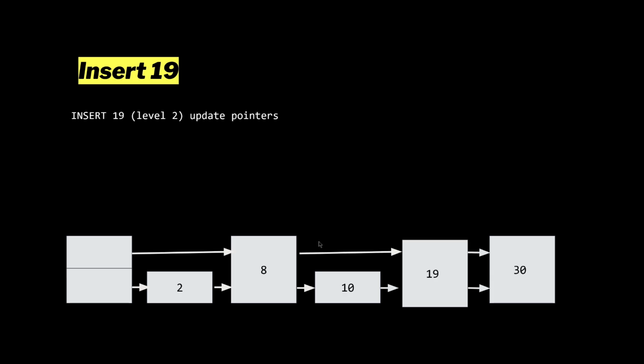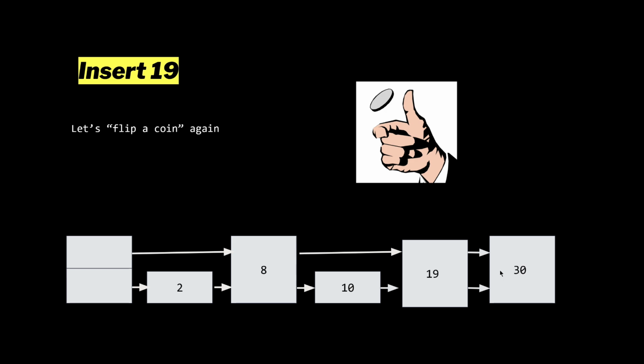We want to insert on level 2. And here we updated 8's forward pointer to the new node, which is 19, and we updated 19's forward pointer at level 2 to point to 30 right here. So now let's flip a coin again to see if we want to move on to the next level. Keep in mind we're going to keep flipping until we either hit tails or we surpass the max level. So the max level is predetermined and could be anything. It could be like 5, it could be 10.